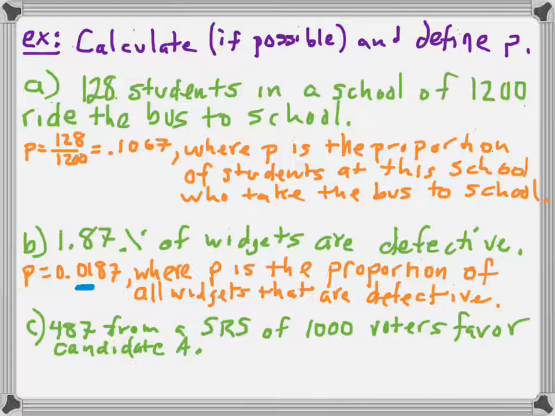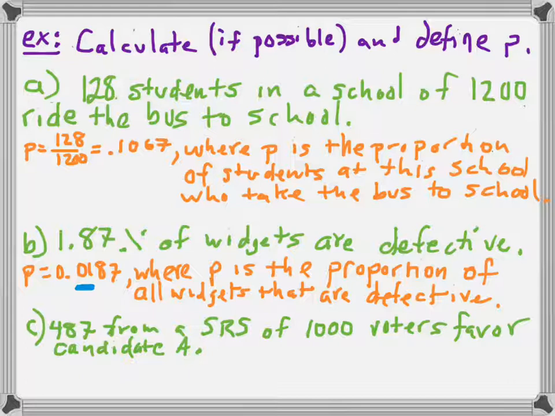Okay, how about number C? Can you find the population proportion here? 487 from a simple random sample of 1,000 voters favored candidate A. What? You said you can't figure it out? Why can't you figure out what P is in this case?